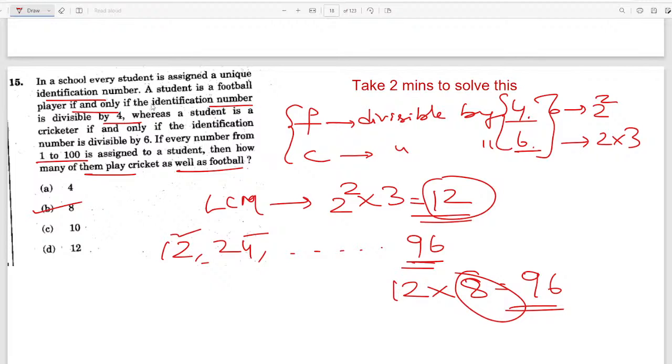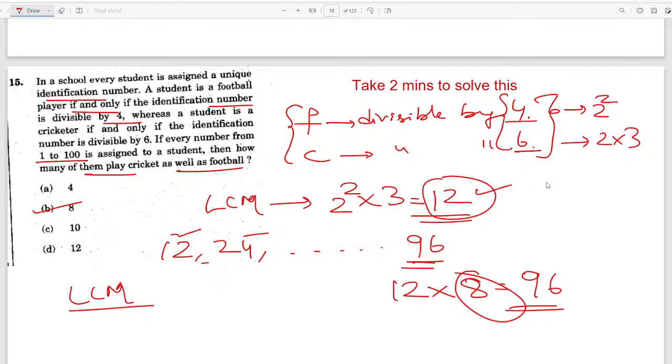footballer will have a number which is divisible by 4, and cricketers will have a number which is divisible by 6. And if we have to find the common number which is divisible by both 4 and 6, that is the LCM, least common multiple. So the least common multiple of 4 and 6 is 12.